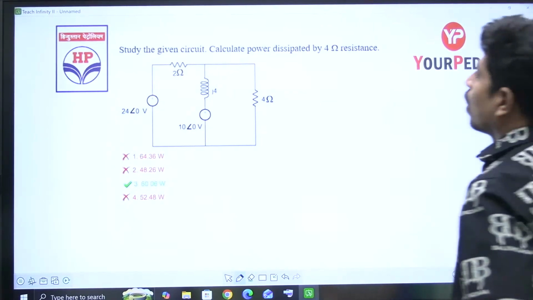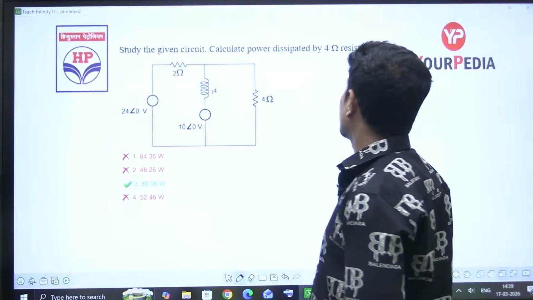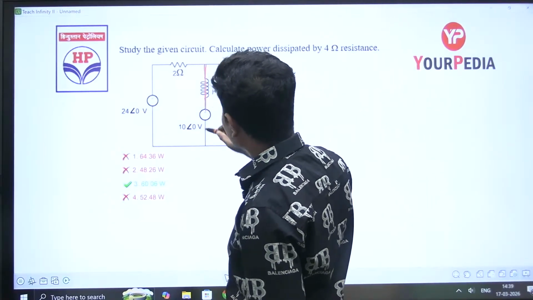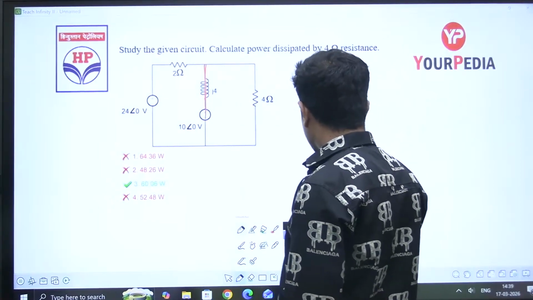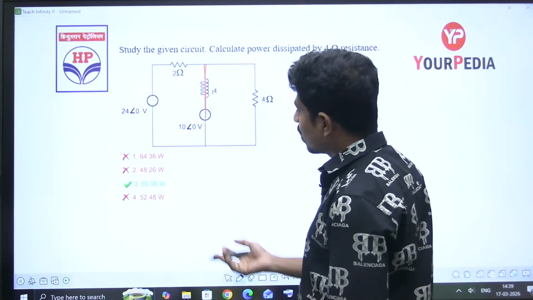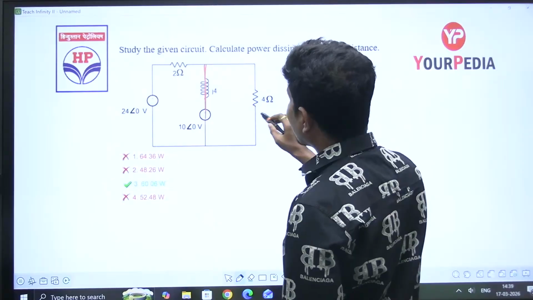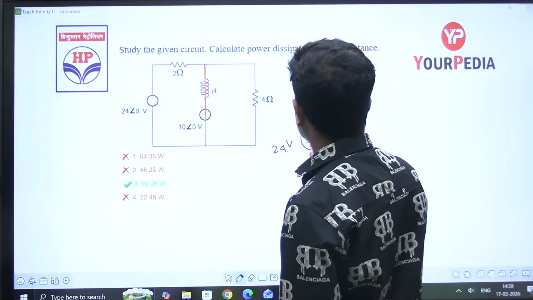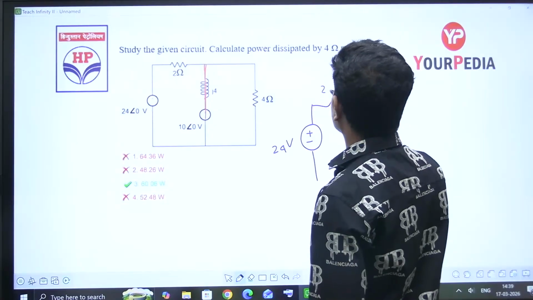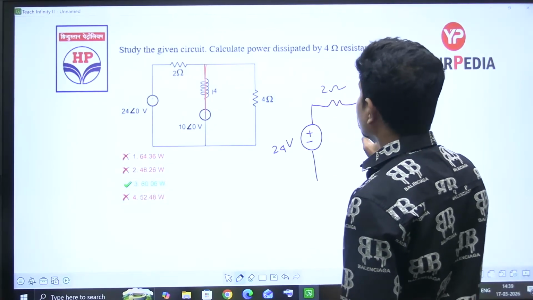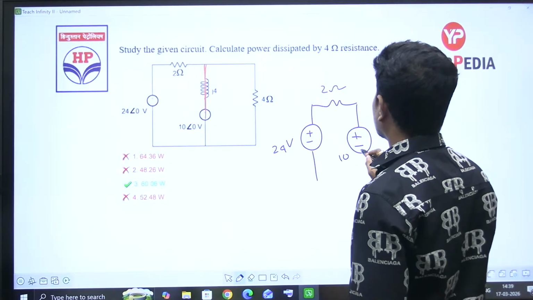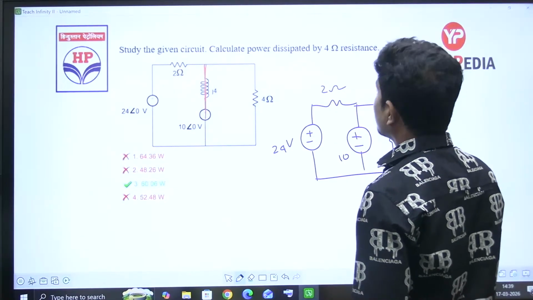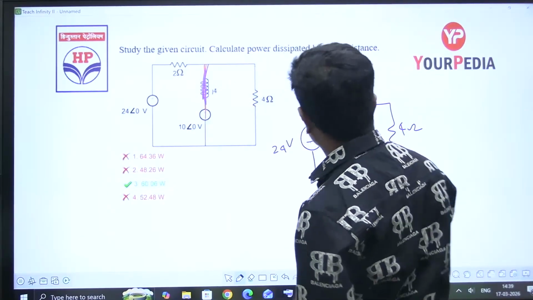Study the given circuit, calculate the power dissipated by the 4 ohm resistance. See, both are DC, so this will act like a short circuit. DC only, because frequency is not mentioned. Angle is 0, right? Observe here. This is 24 volts. This is 2 ohms, right? This is 10 volts. This is 4 ohms. For DC at steady state, the inductor behaves as a short circuit, right?